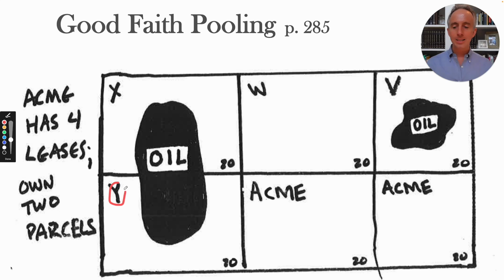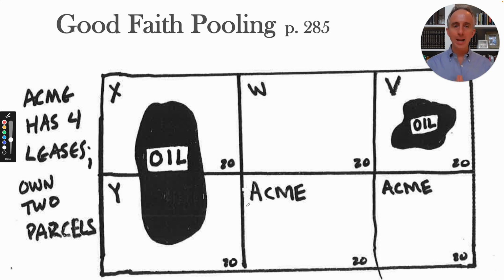Probably X and Y, because X and Y are going to say, look, the oil is on our property. Why should I share with these neighbors that don't actually have any oil and gas on their property? So the sensible way is to go with that north-south pooling.